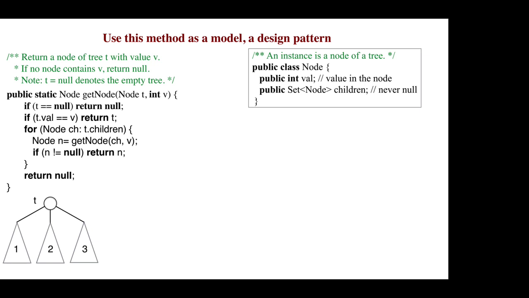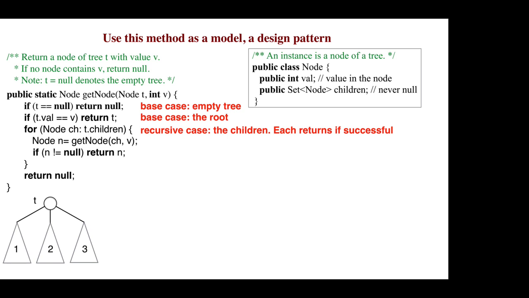Use this method as a model for any function that looks for a node with a certain property. It is a design pattern consisting of 4 steps. 1. Base case. Process an empty tree. 2. Base case. Check the root. 3. Recursive case. Check each child in turn, returning a suitable node if the property is found. And 4. Take care of the case that no node has the property. There will be differences, of course. For example, a precondition might be that the parameter t is not null, and testing whether a node has a certain property may be more complicated.